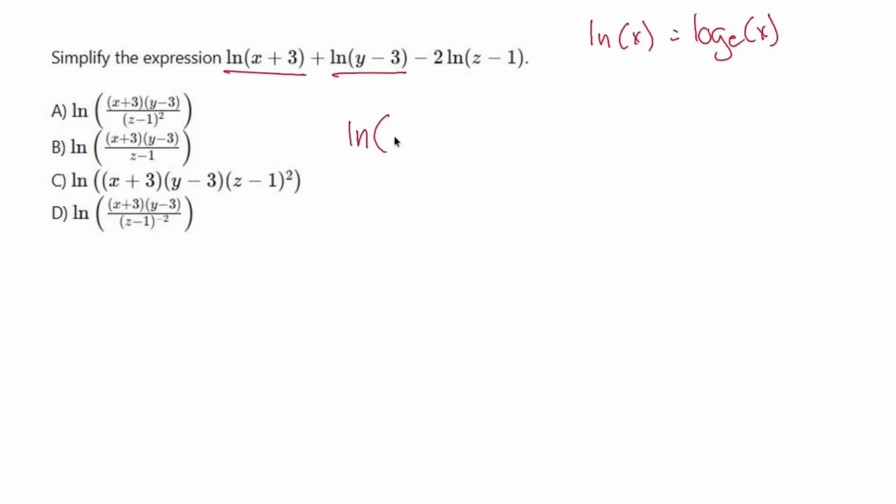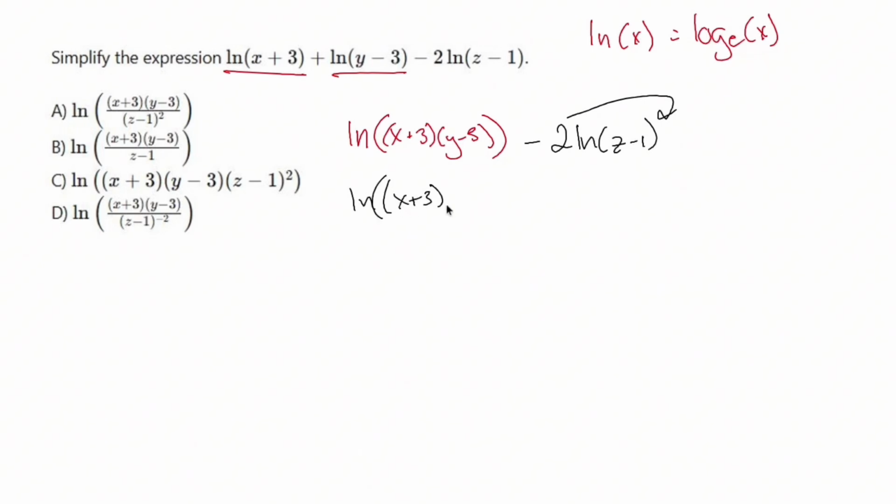ln of x plus 3 times y minus 3 is going to be ln of x plus 3 times y minus 3, bada bing. Now you still have minus 2 ln of z minus 1. What I could do is leave that as is and bring that 2 up there. So you have ln of x plus 3 times y minus 3 minus ln of z minus 1 squared.